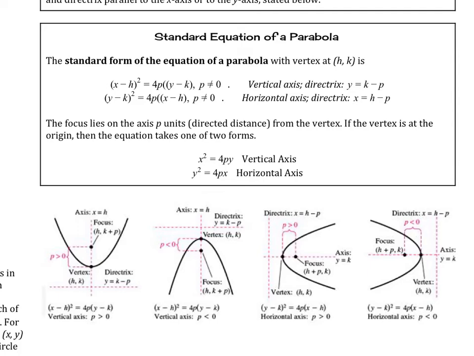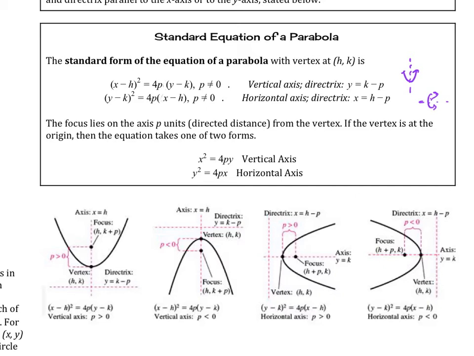So we're going to write the standard equation of a parabola, and just remember these are the equations that we're looking at. When it's a vertical axis, so it opens up or down, we're looking at (x minus h) squared equals 4p times (y minus k). And for the horizontal axis, so it's opening to the side, we have (y minus k) squared equals 4p times (x minus h).